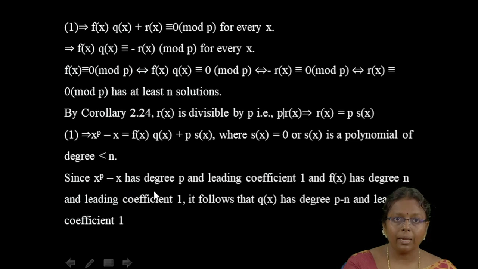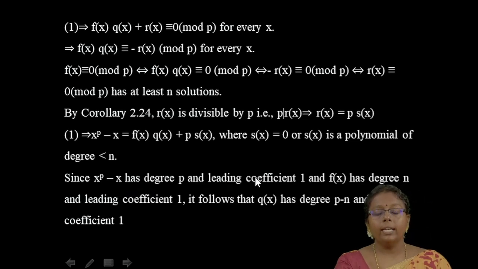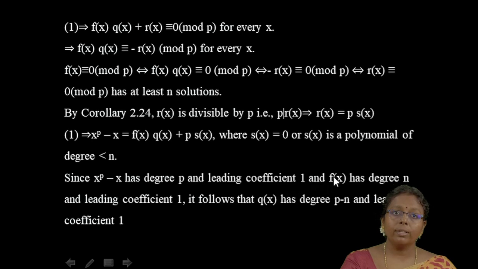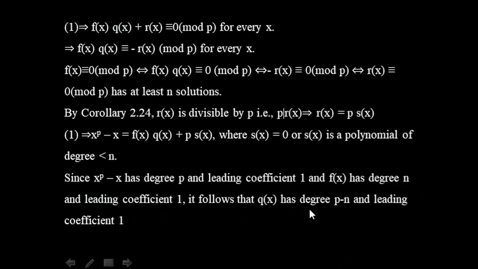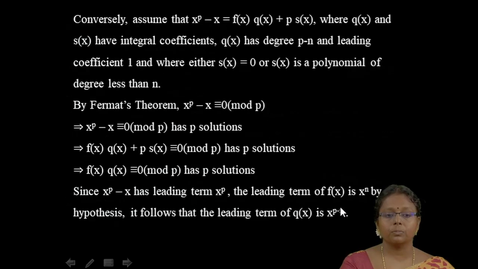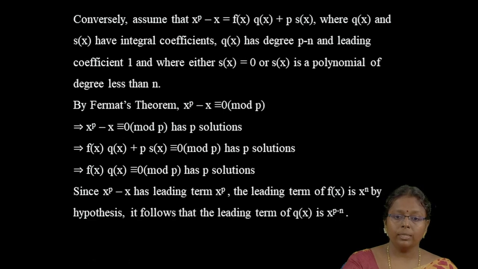Since x^p − x has degree p and leading coefficient 1, and f(x) has degree n and leading coefficient 1, it follows that q(x) has degree p − n and leading coefficient 1. So conversely, assuming that x^p − x = f(x)·q(x) + p·s(x), where q(x) and s(x) have integral coefficients and q(x) has degree p − n and leading coefficient 1, and where either s(x) = 0 or s(x) is a polynomial of degree less than n.